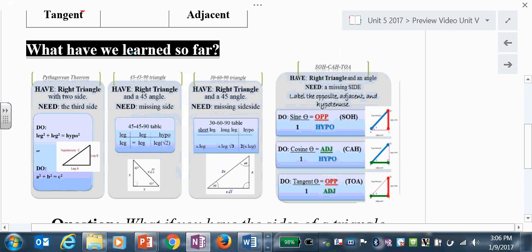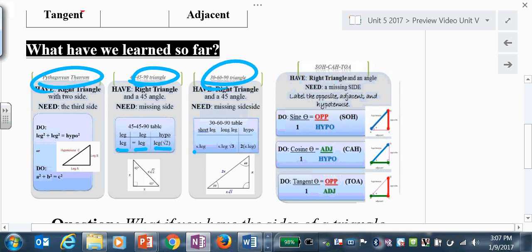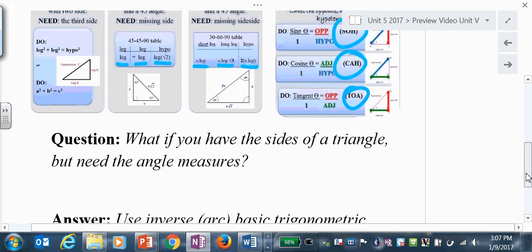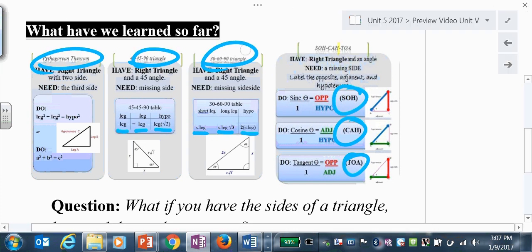What have we learned so far? Pythagorean theorem. Have 2 sides, find the third side. 45, 45, 90, leg root 2. 30, 60, 90. Short leg root 3, short leg times 2. Then we have SOH CAH TOA. That is 4 of our 5 tools. This regular SOH CAH TOA is used to find a missing side.